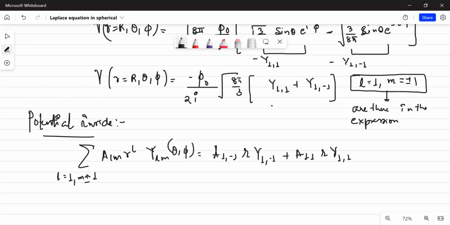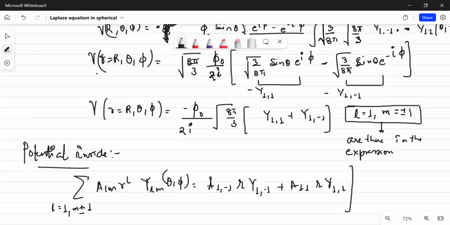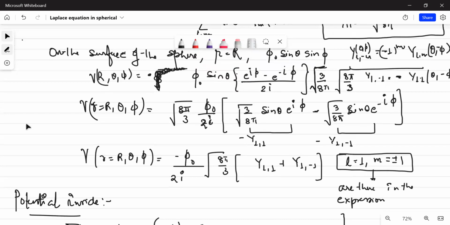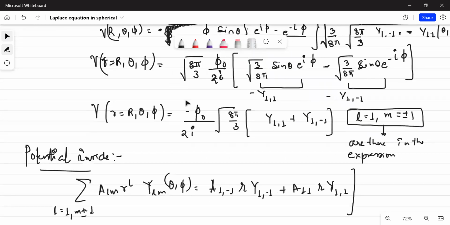Now if you compare both of these sides, you can clearly see that there would be R somewhere. I have forgotten R here also. So you have to divide by R, I think. Overall, understand that this is the potential on the surface. This is the potential on the surface. This is the potential anywhere inside.